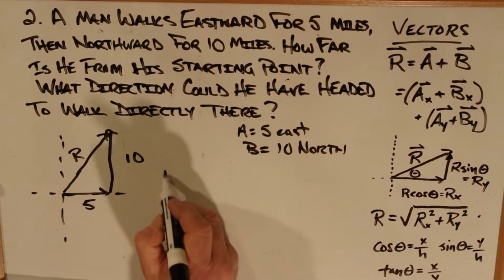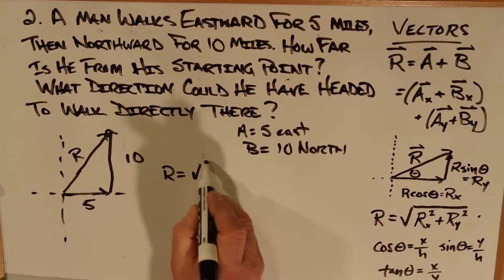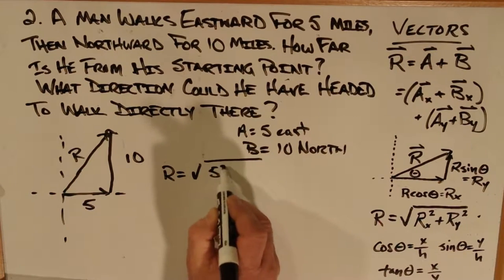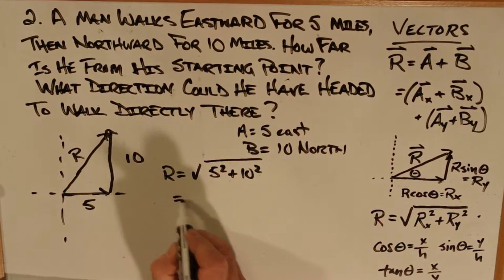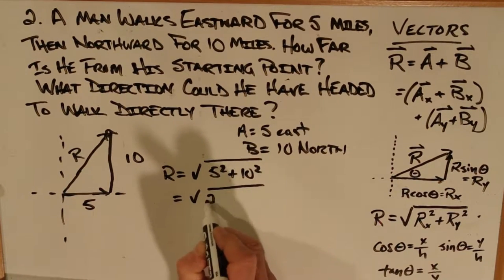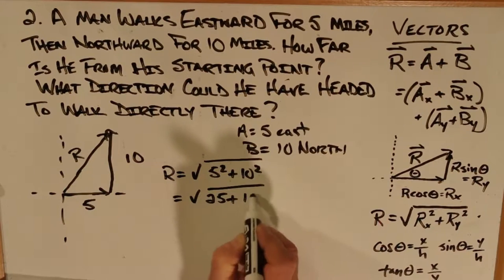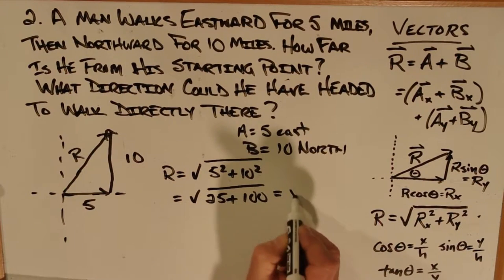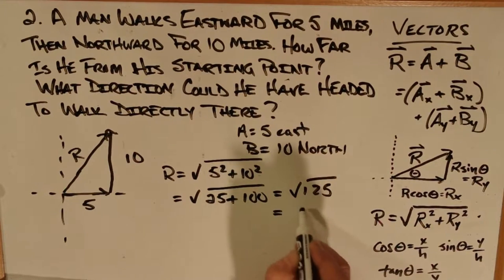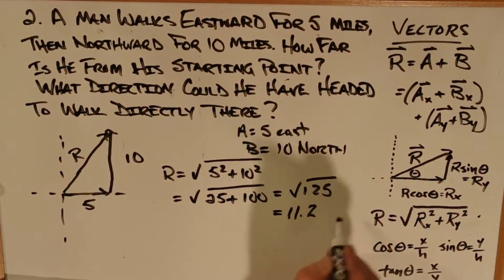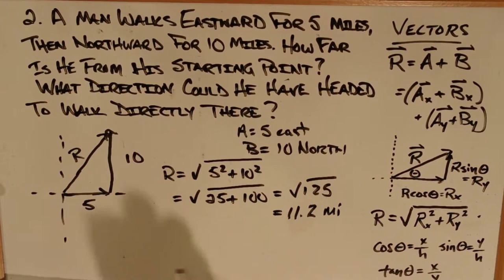We're going to use the relationship: the magnitude of r is equal to the square root of the sum of the squares of the x and y components. So r will equal the square root of 5 squared plus 10 squared, equal to the square root of 25 plus 100, which is the square root of 125. And the numerical value for that is 11.2. So the man walked 11.2 miles.